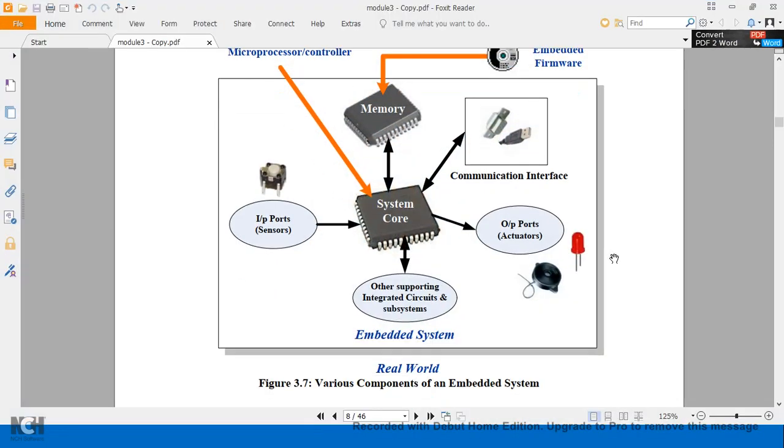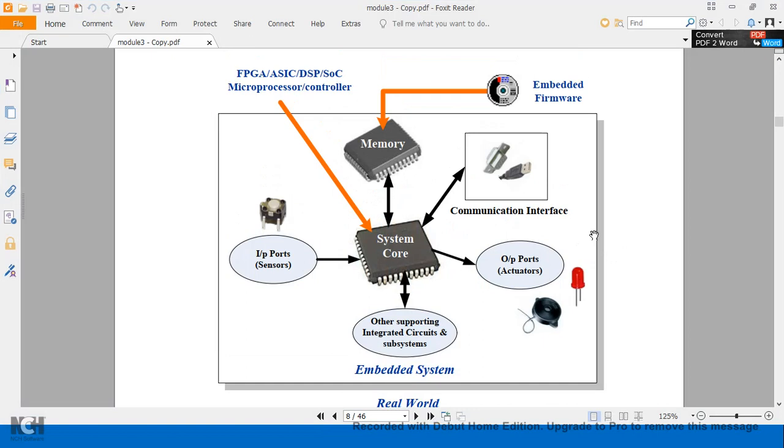Welcome to lecture 5 on module 3 of ARM microcontroller and embedded systems.